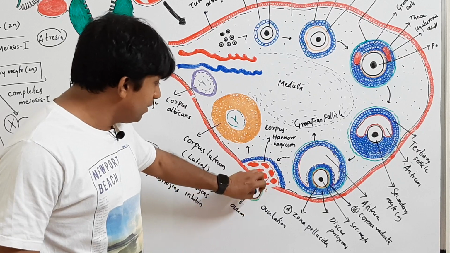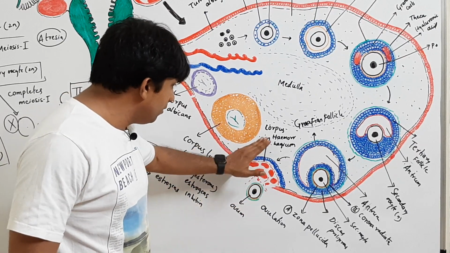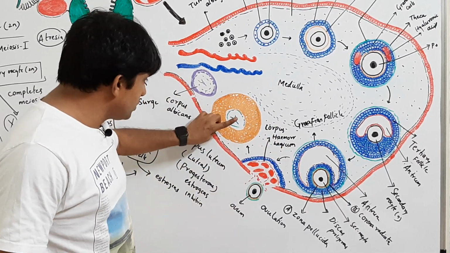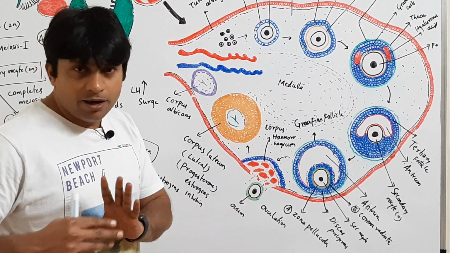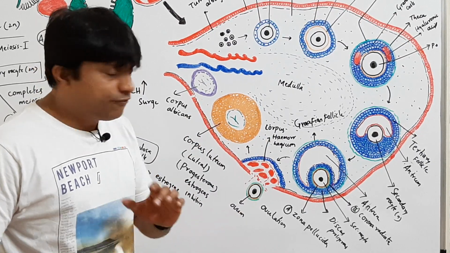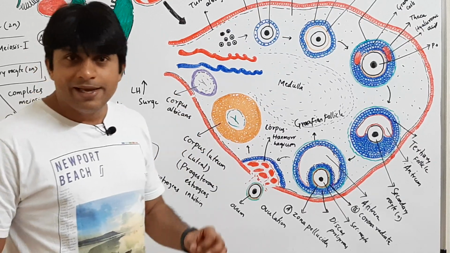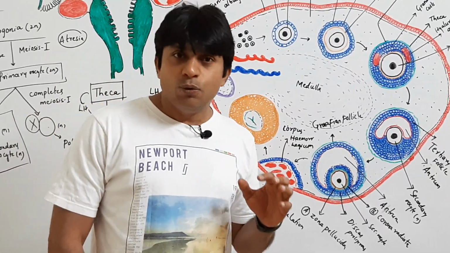After ovulation, immediately the follicle is called the corpus hemorrhagicum. Later on, it becomes the corpus luteum. The corpus luteum can survive for a longer period if the egg gets fertilized. If not, the corpus luteum gets transformed into the corpus albicans. So clear? This is oogenesis.